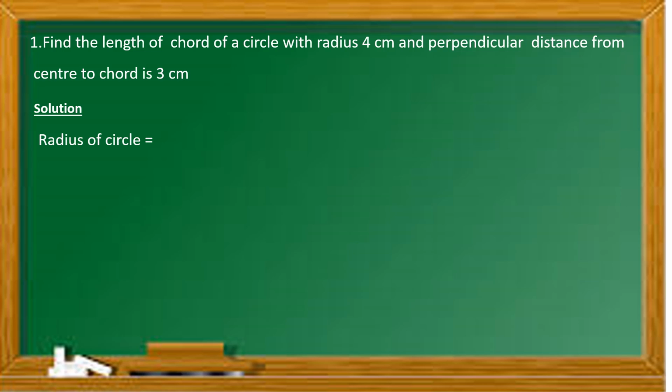So, first let's write down the given information. So first of all, radius of circle is given as 4 cm.